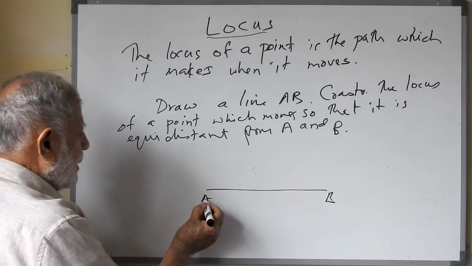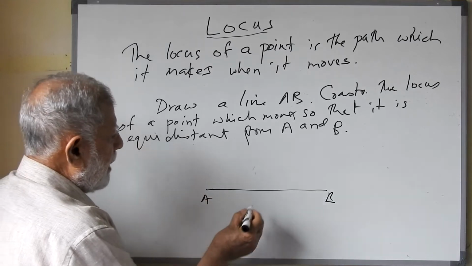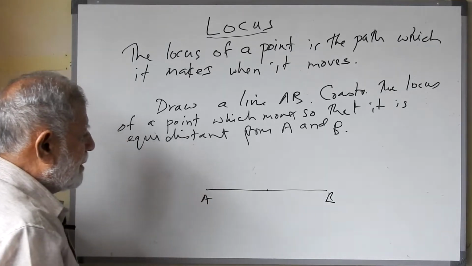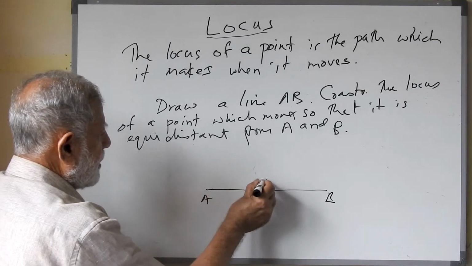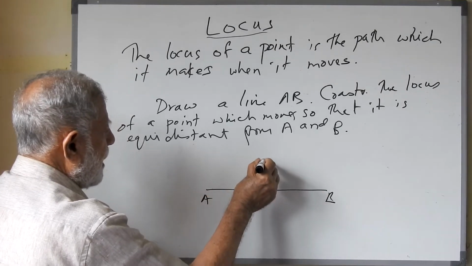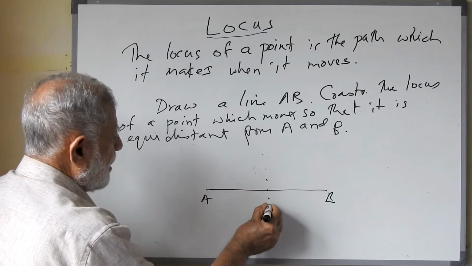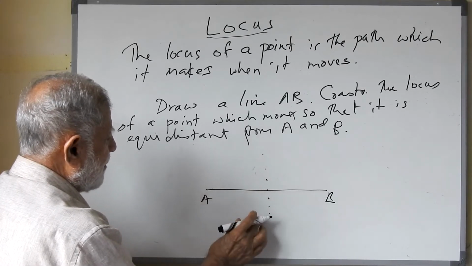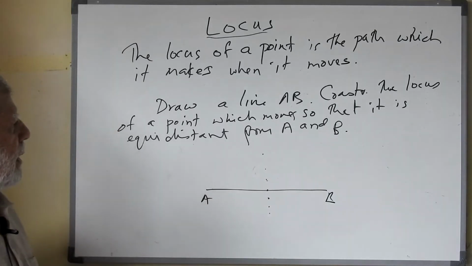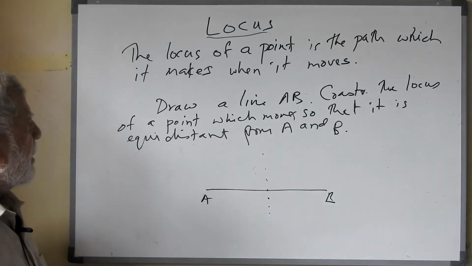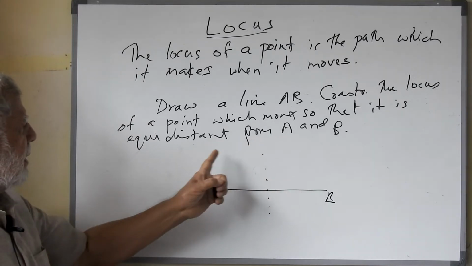So just by observation, if you look at it, this can be one of the points. Then this can be another point. This point is equidistant from A and B, and it can be another point. This can be another point. Like that, all these points are coming in the middle like this. So what is this line? Draw a line. If you consider the locus of a point which moves so that it is equidistant from A and B.